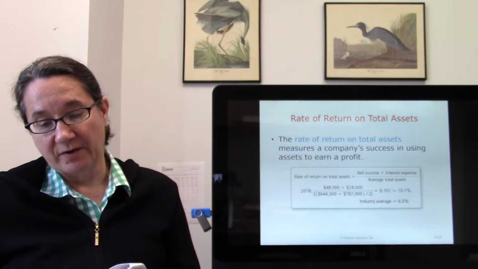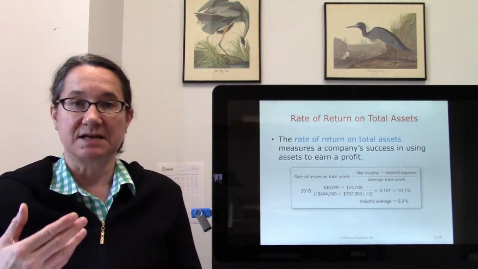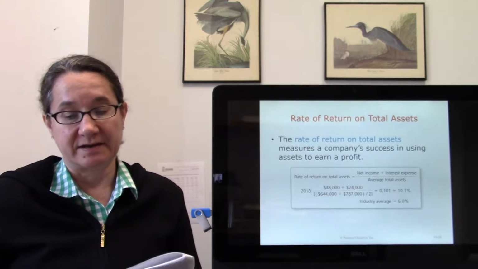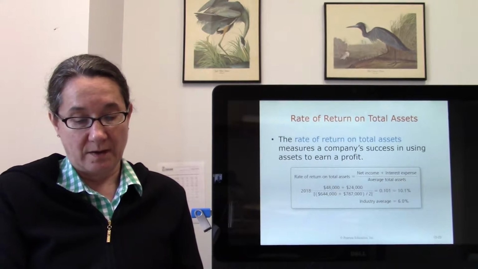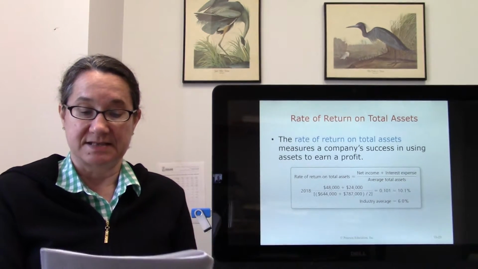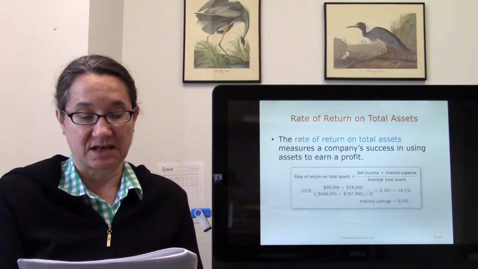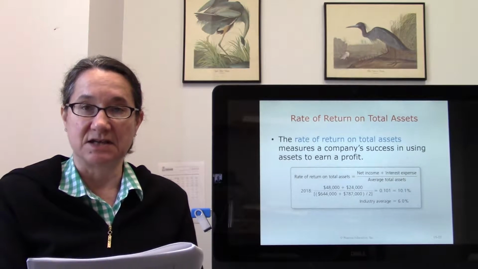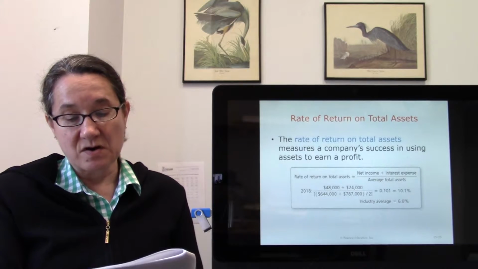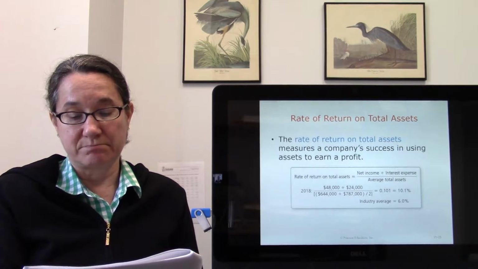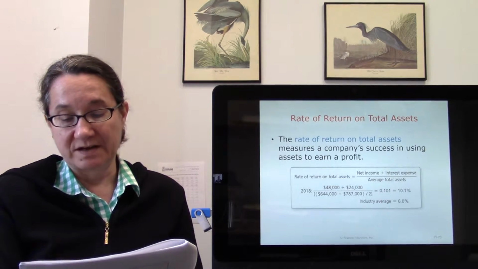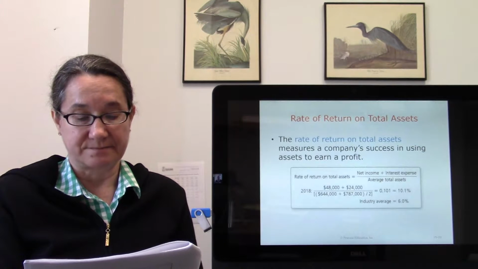Rate of return on total assets. So you've got some assets in the company. The point is to use them to make money. So how well do you do that? Well, the rate of return on total assets is a ratio that measures the success a company has in using its assets to earn income. Rate of return on total assets equals net income plus interest expense divided by average total assets.